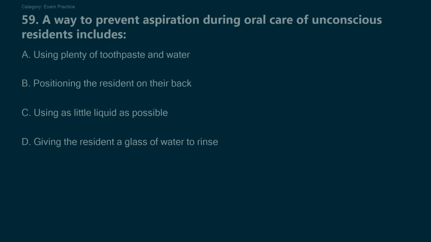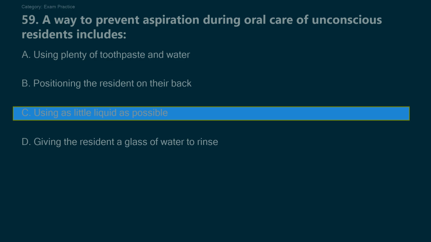Question 59. A way to prevent aspiration during oral care of unconscious residents includes: option A, using plenty of toothpaste and water. Option B, positioning the resident on their back. Option C, using as little liquid as possible. Option D, giving the resident a glass of water to rinse. The correct answer is option C, using as little liquid as possible.